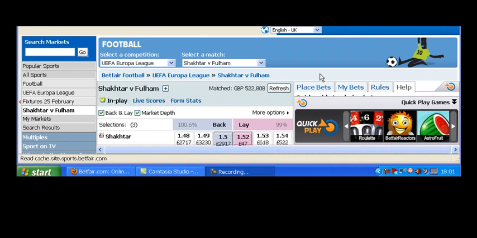Hi there. Today we're doing a game between Shakhtar and Fulham in the UEFA Europa League.